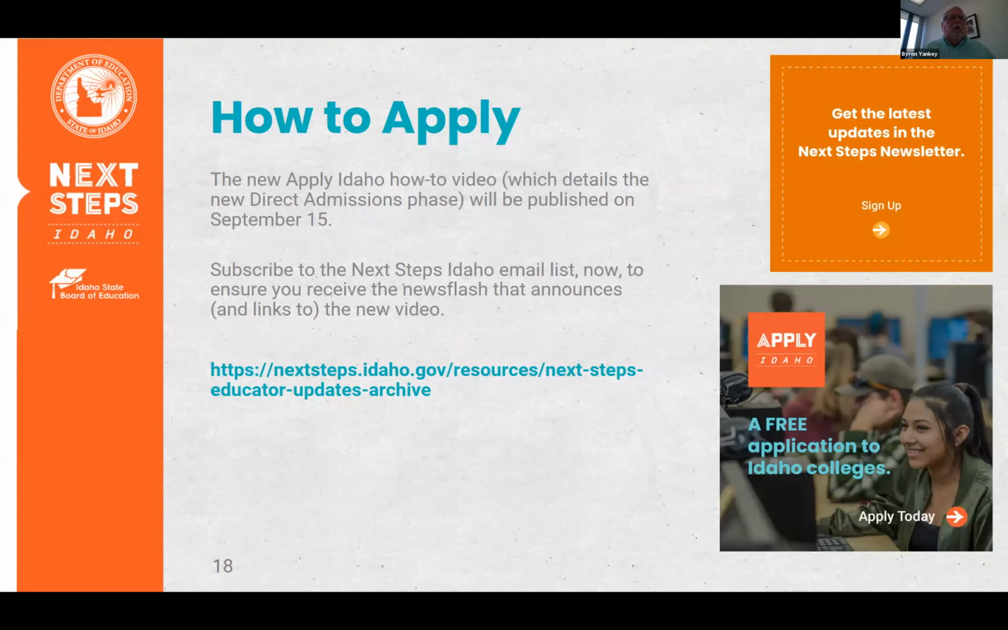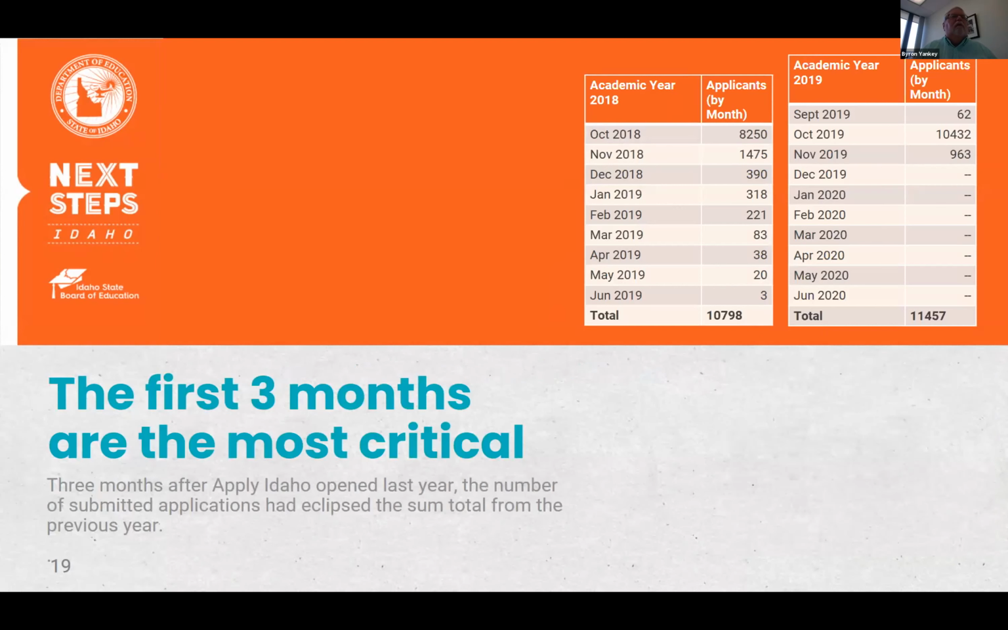On the Next Steps website, you will see how to apply. Note on that landing page, there's also a box that allows you to sign up for the Next Steps newsletter. If you haven't done that, that's a really important way for you to get information and news flashes. You can subscribe to that email list, and you can get the updates on Idaho's colleges and universities on that page. Next slide.